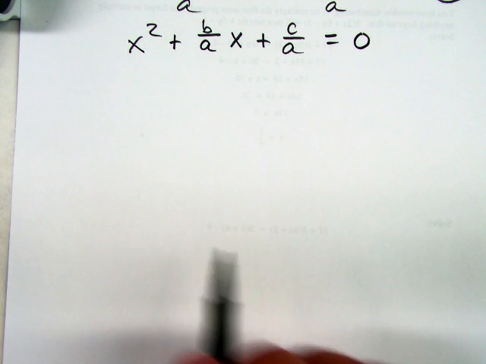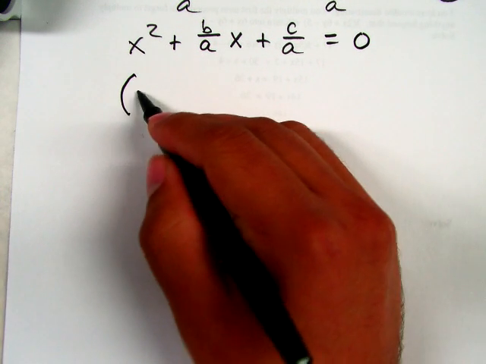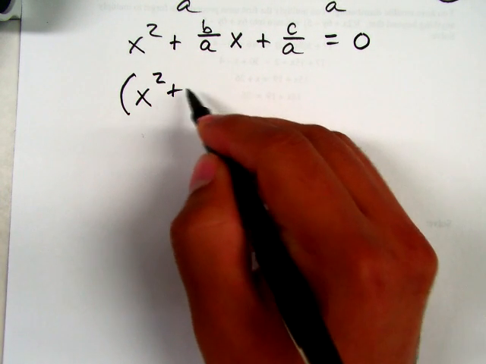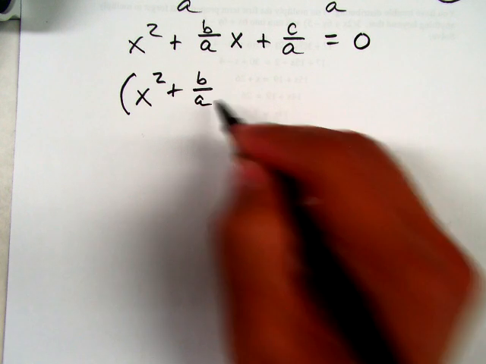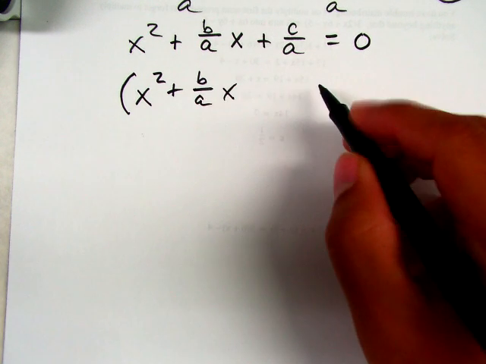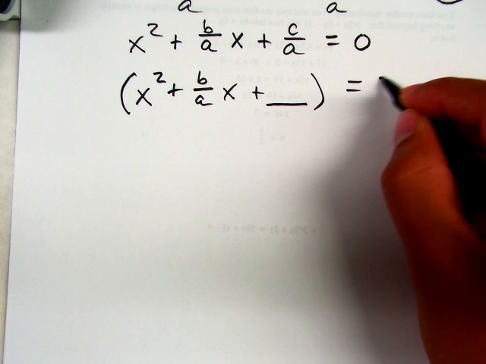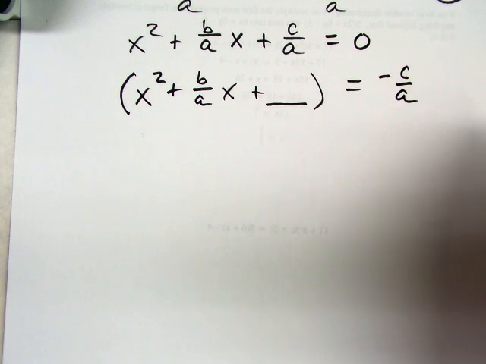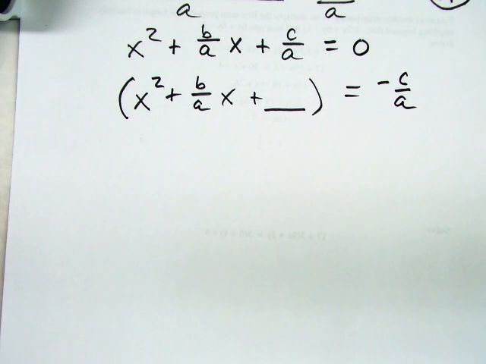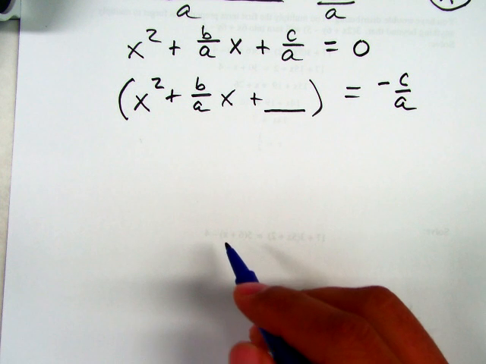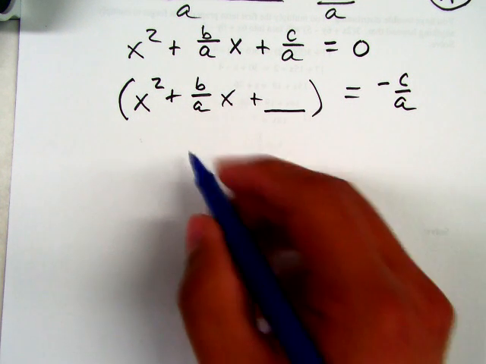Now, we're going to complete the square, just like we did in the previous example. So we're going to fill in this missing number here. We're going to move the c over a to the other side, so it'll be minus c over a. And now we're going to do that same calculation to figure out that missing number. What did we do?